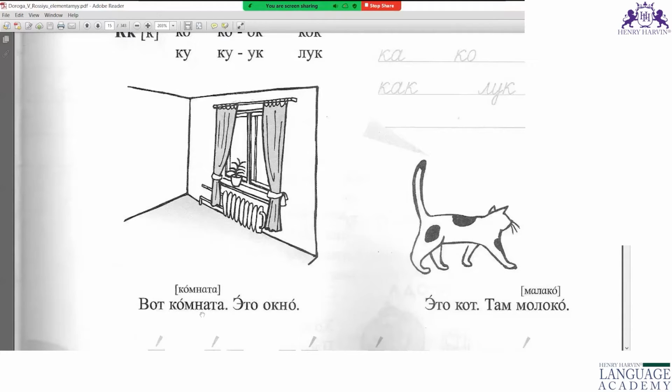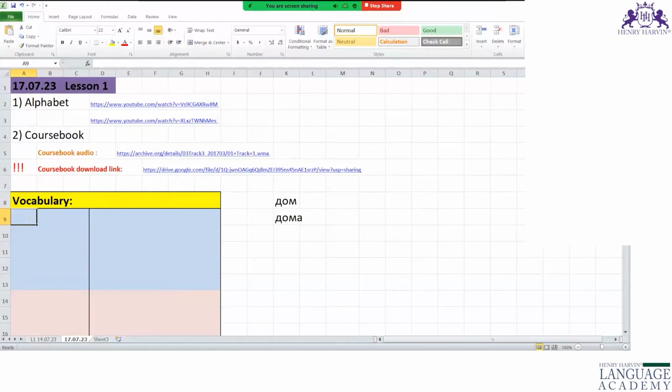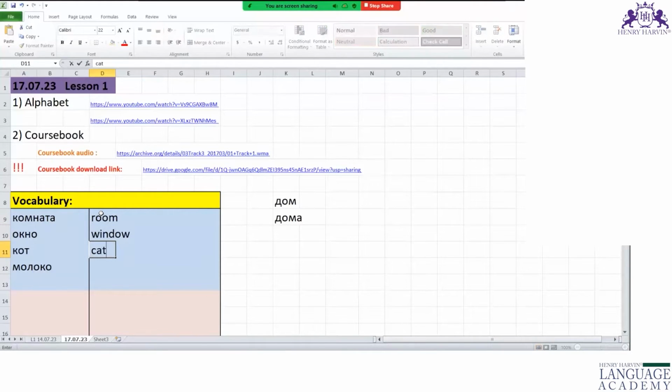So we have 4 new words here. You can write them down. Комната. Okay, let's write down the new words. Комната, окно, кот и молоко. Комната means room. Окно is window. Кот is cat. И молоко is milk.